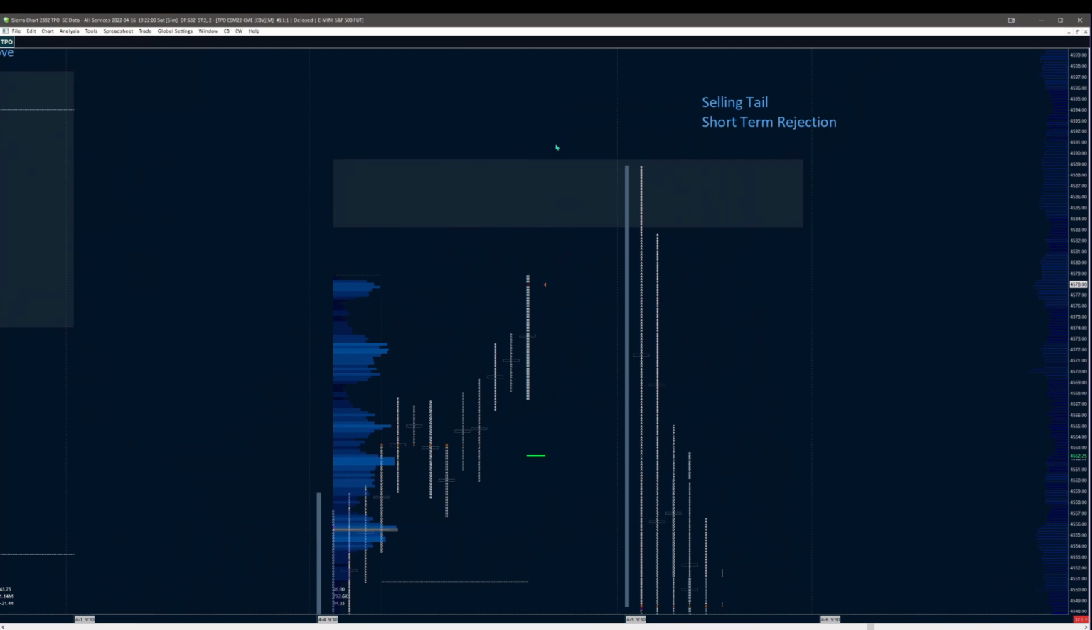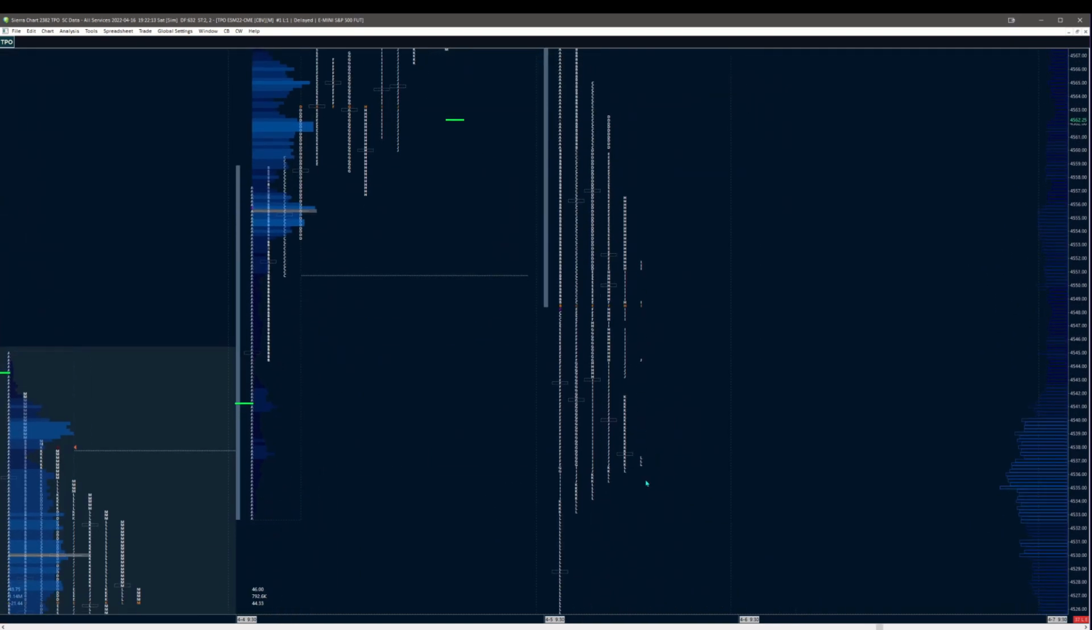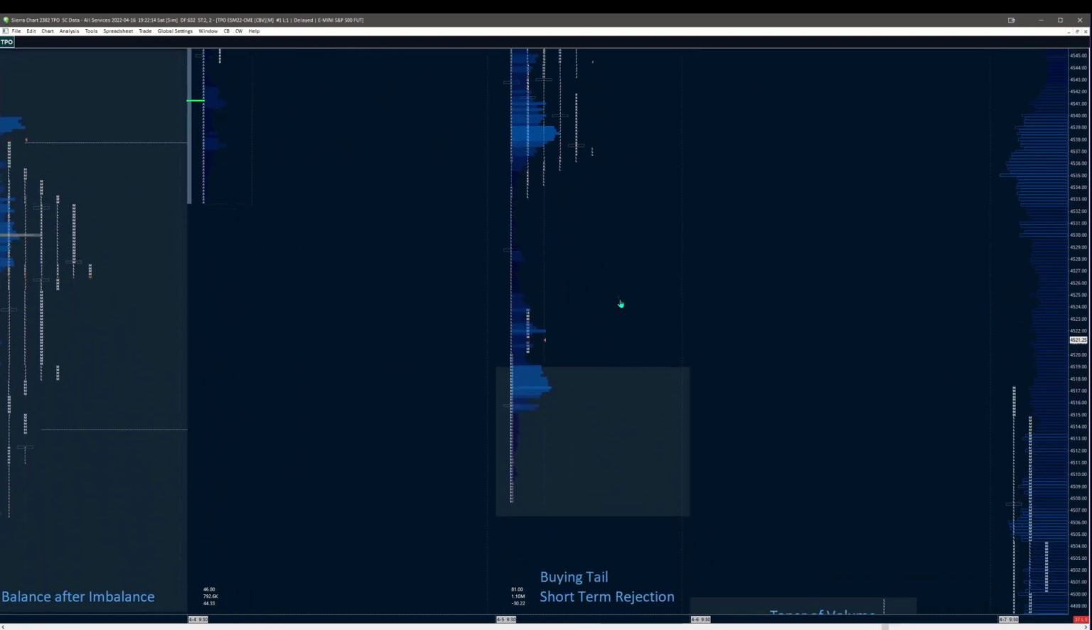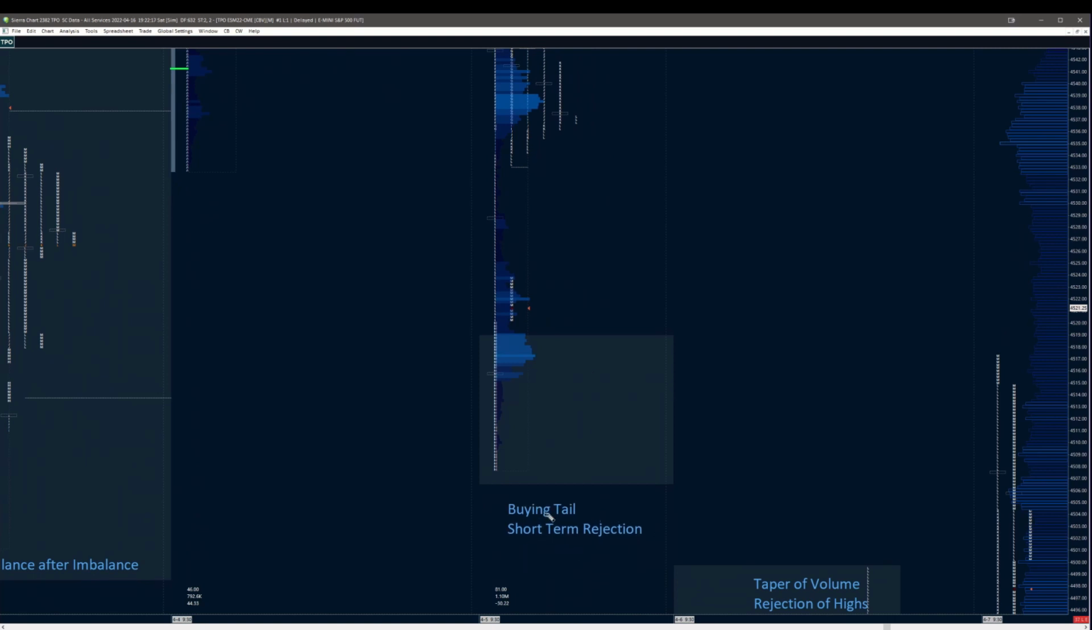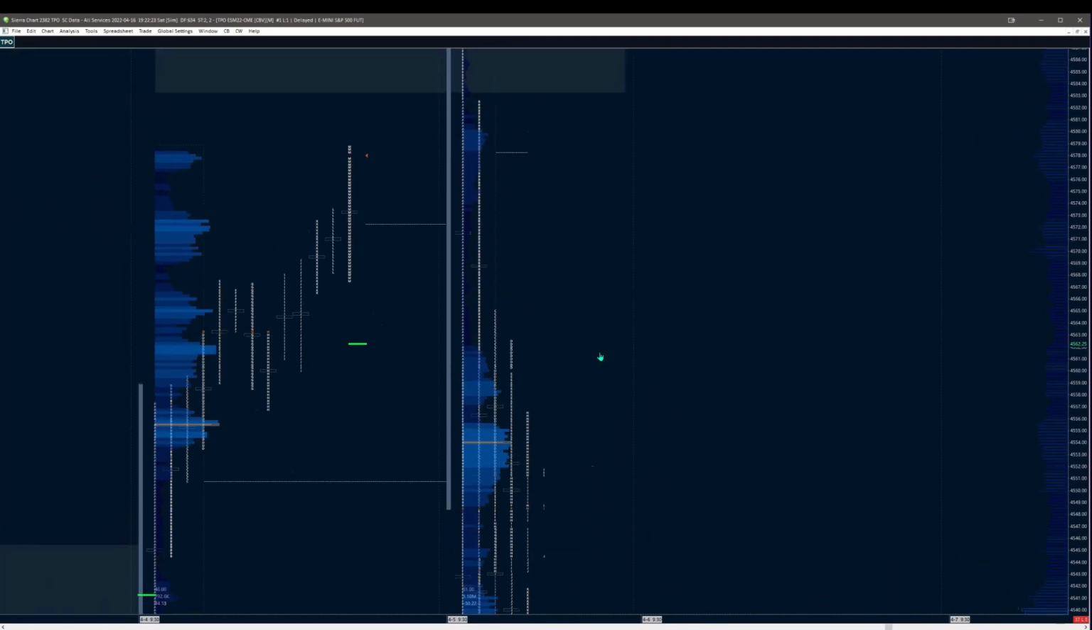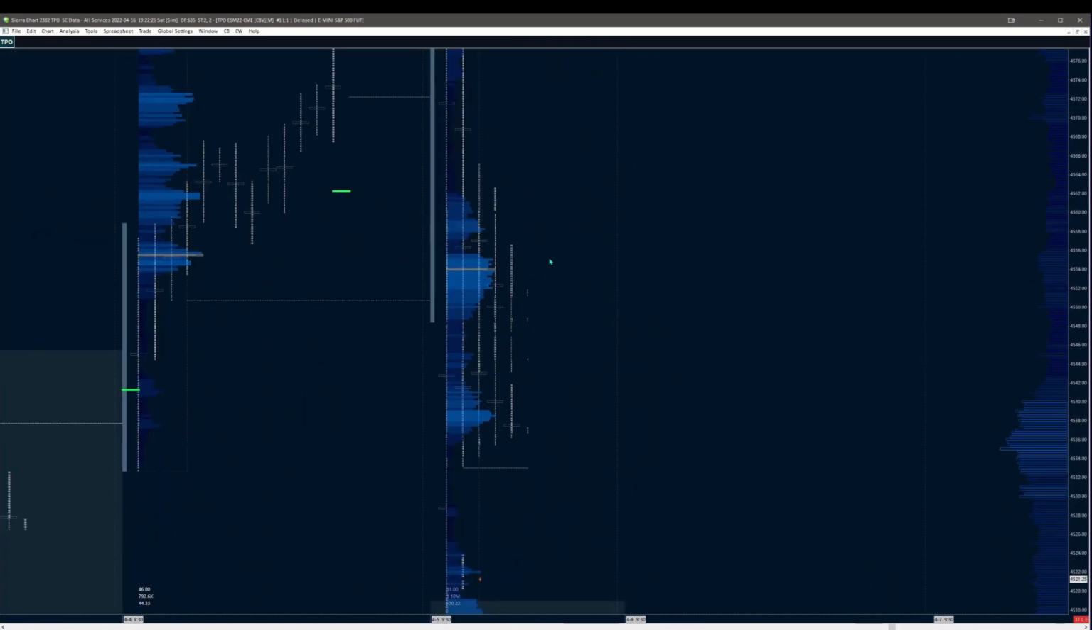Upwards, we're met with some excess, or a selling tail. This can give us a short-term rejection on this day, followed by the fact that some days we'll have buying tails, another short-term rejection. In this case, we're rejecting further selling, and in that case, we were rejecting further buying, which puts us into a short-term balance of that day.